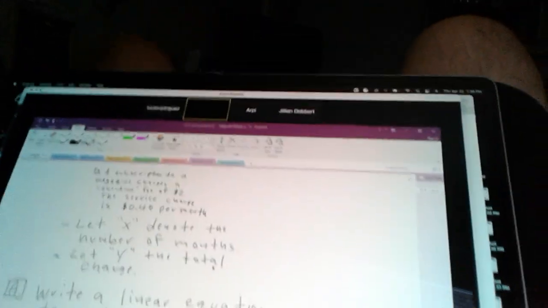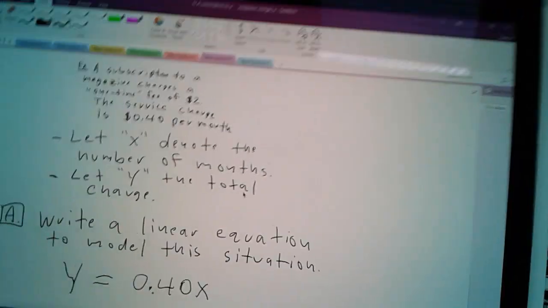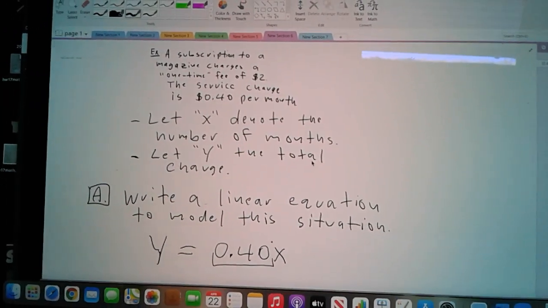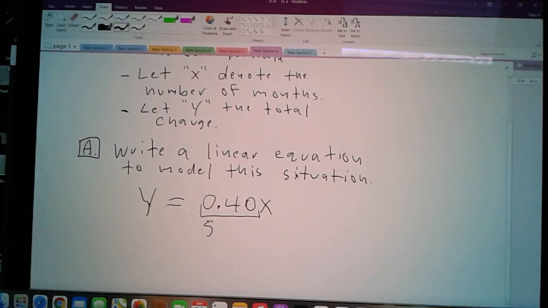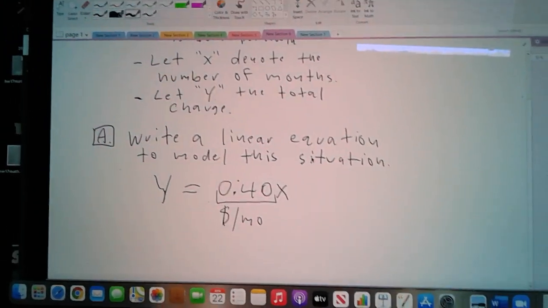So that 40 cents, it's a variable cost. So X is the number of months times 40 cents. Has to go out no matter what. So this is kind of like a slope. So a slope is basically like the amount of money per month is what you want to think of it as. It's like a rate of change.